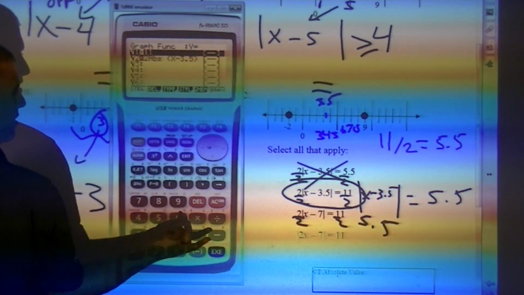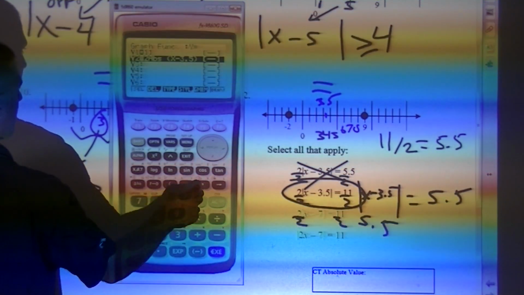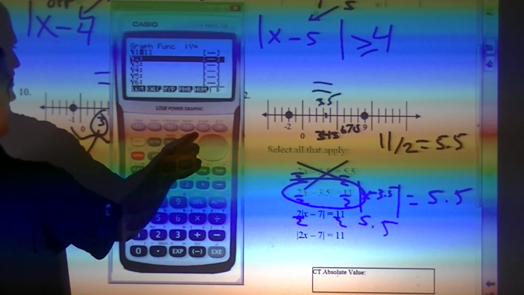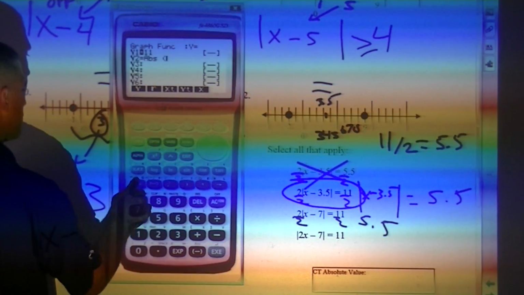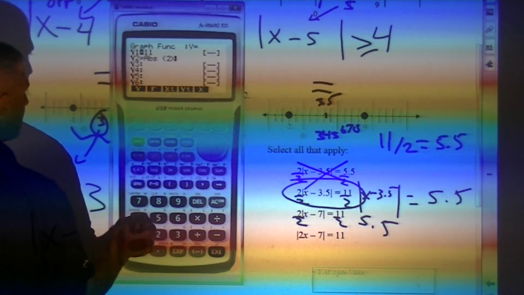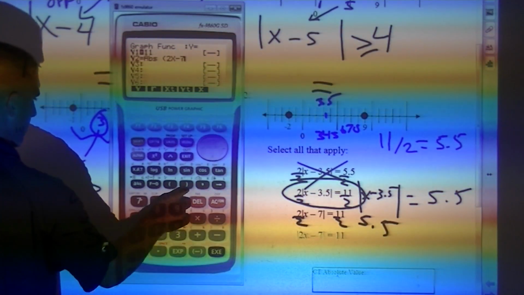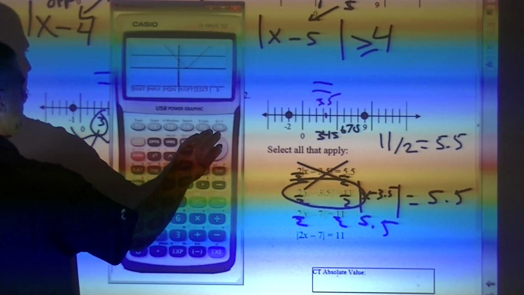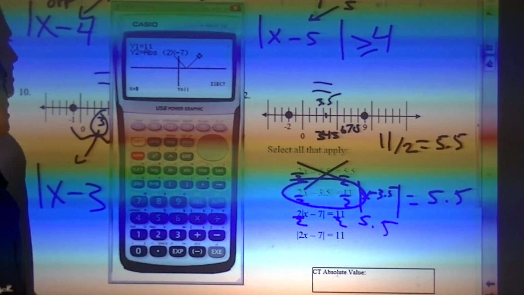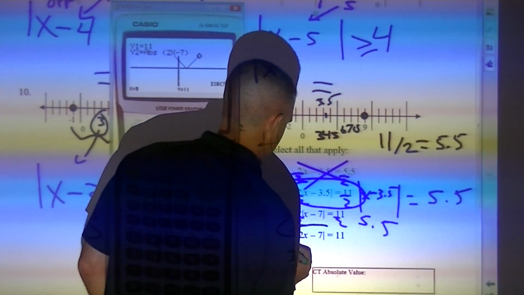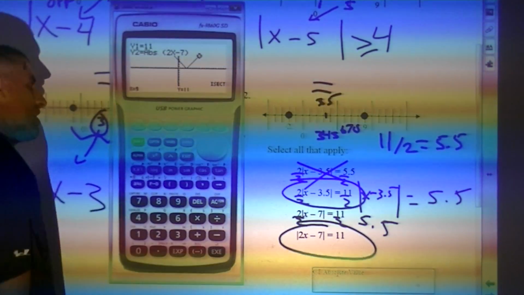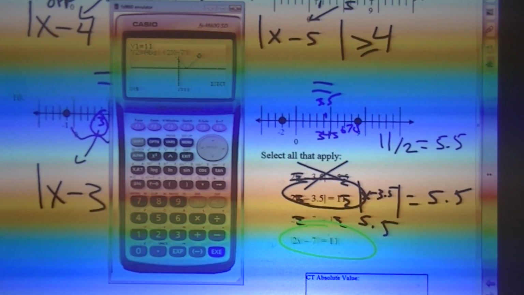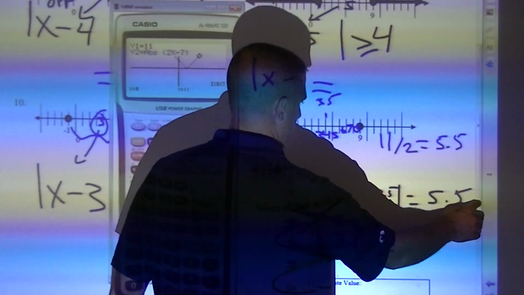Now, if I want to try the other one, 11, now I want to delete this. And let's say I want to do option num, ABS, 2x minus 7, and I want to draw it. G solve intersect, I got -2, I also have 9. So there's another way you can check to see if that is the right solution. There's a couple of different ways that you can do that. I recommend doing that. That makes it a whole lot easier.